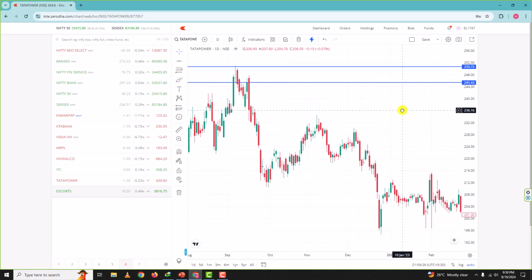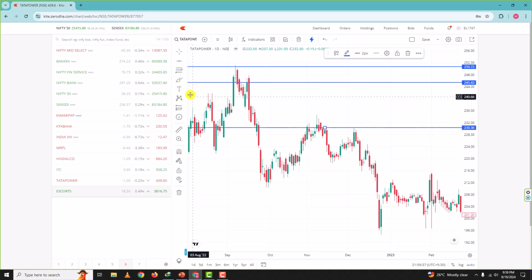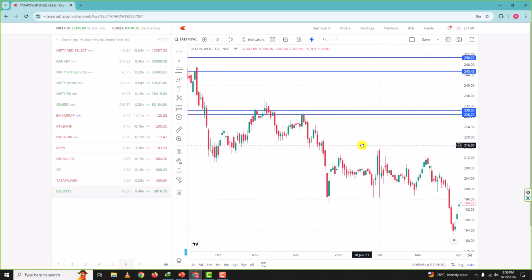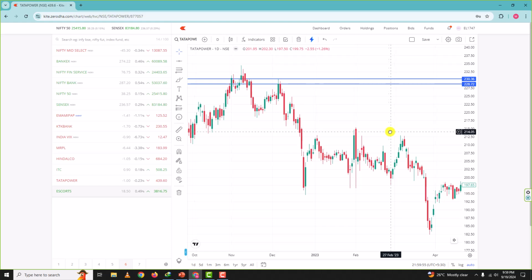All right. So we have one more zone here, and we can say this as a zone because this here broke the previous swing. So we can consider this as one more zone. Now, when the price comes back to this level, we will take a trade. So let us see what has happened.